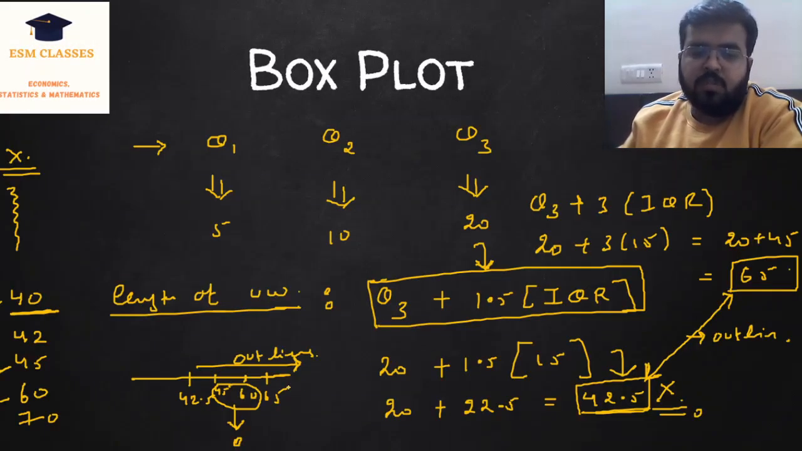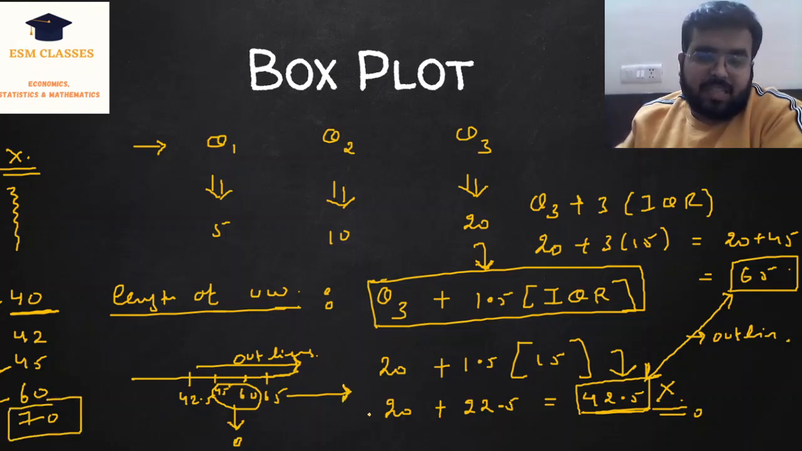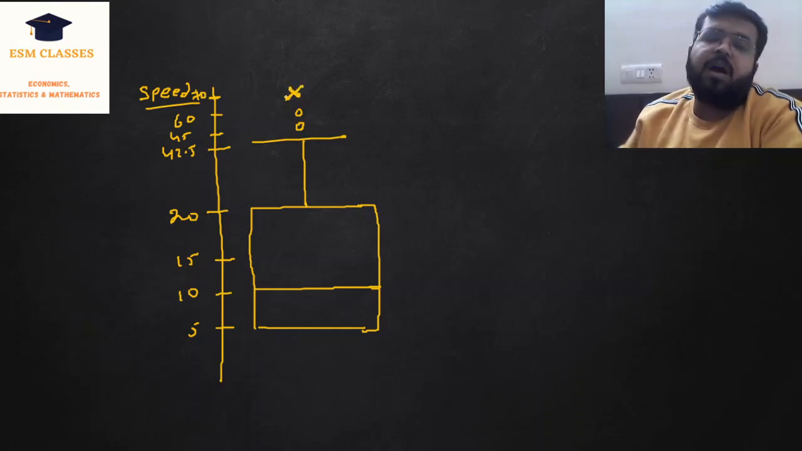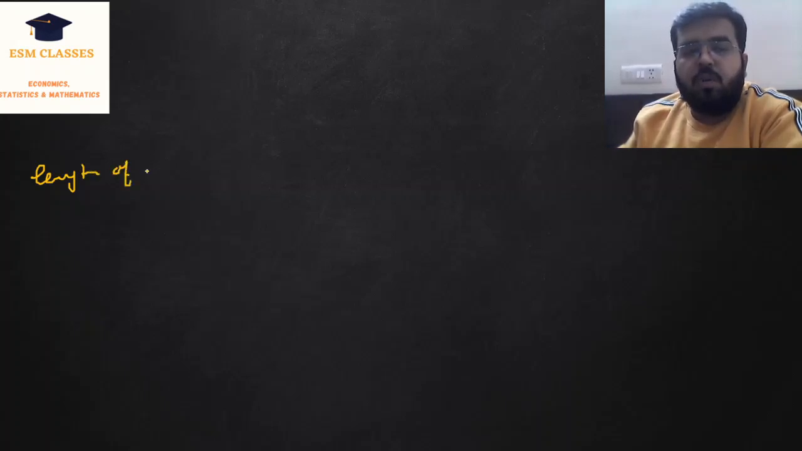And all those values which are lying above this value, in this case 70, are known as extreme outliers. And we mark the extreme outlier with a cross sign, right? Now coming to the calculations for the length of the lower whisker.